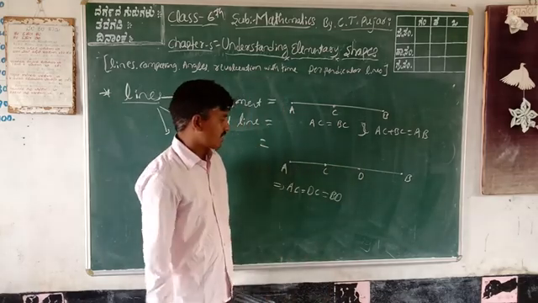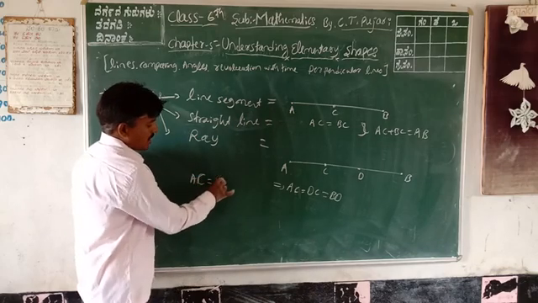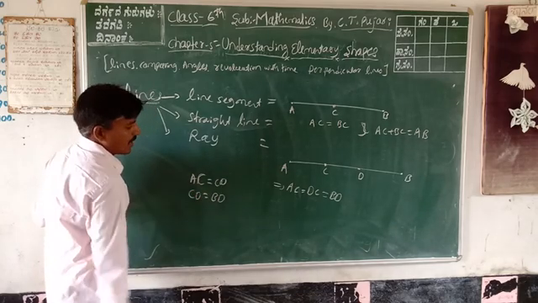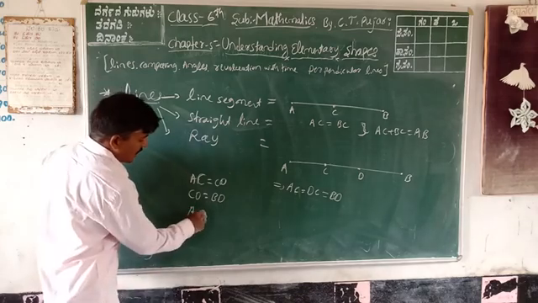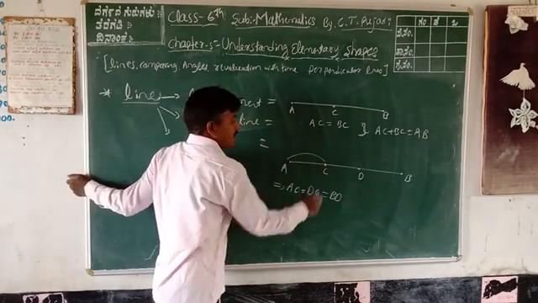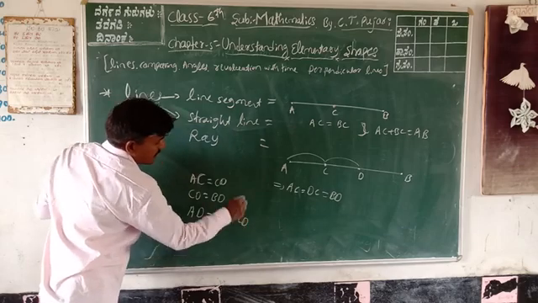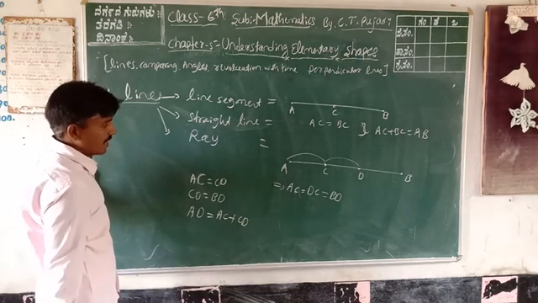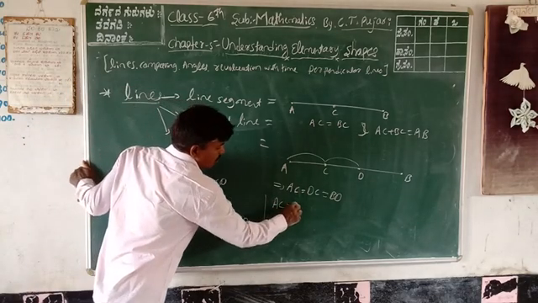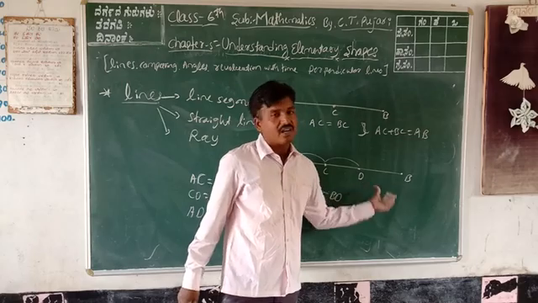Next, we will compare these. AC is equal to CD, CD is equal to BD. And also we can compare AD. AD is equal to AC plus CD. Therefore AC plus CD is AD. Also you can verify whether AC is equal to BD. Yes or no? Check yourself once again. Is AC equal to BD or not?